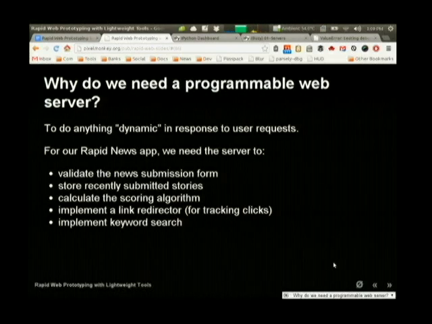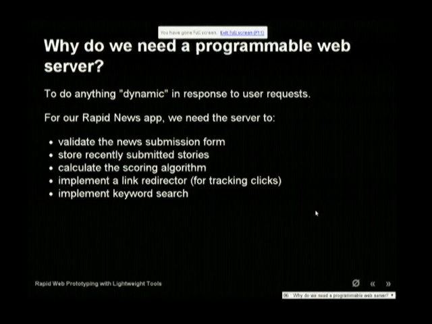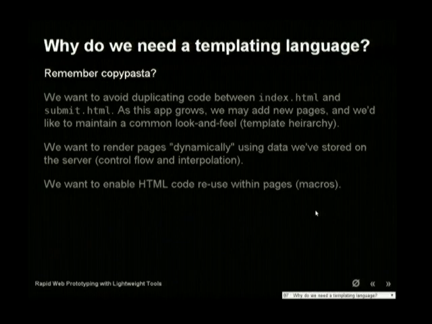So the main things that our web app needs to do is validate that new submission form, store the recently submitted story somewhere eventually, calculate some scoring algorithm for listing links on the front page, implement that link redirector so every time someone clicks on a link, something actually gets recorded about it, and potentially even implement keyword search. Okay, that's what we need the programmable web server for. That's what the static part can't actually do.